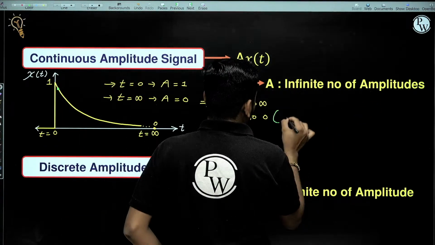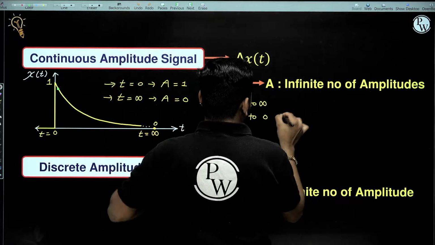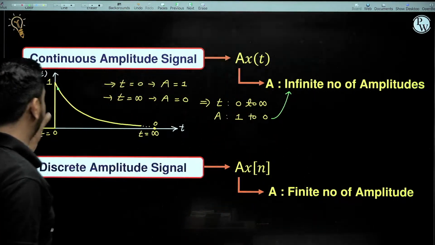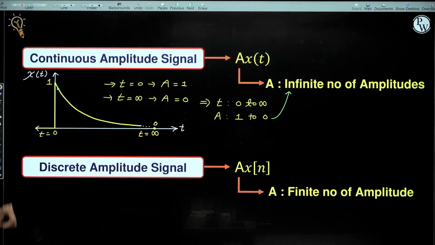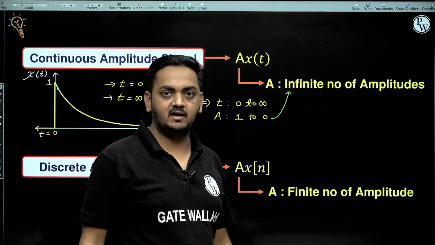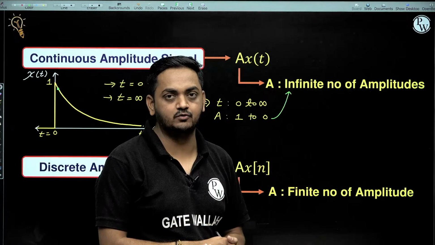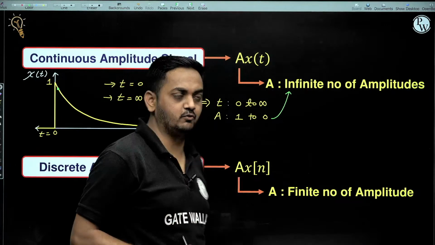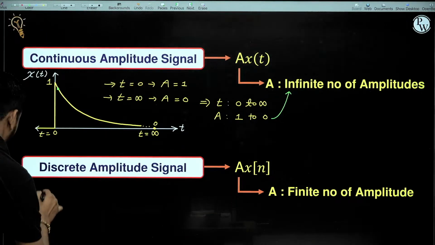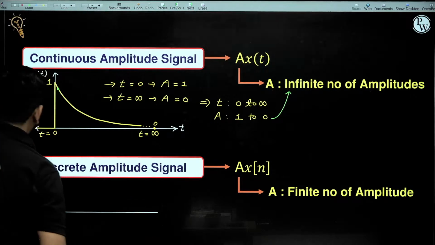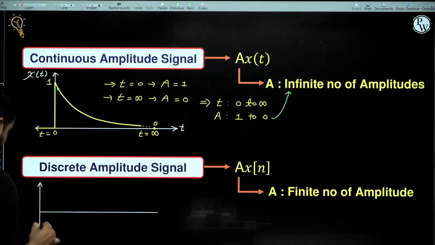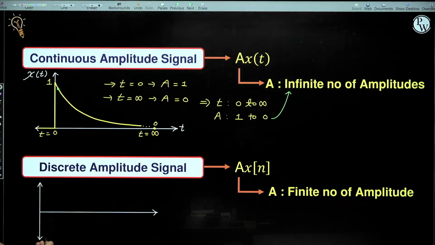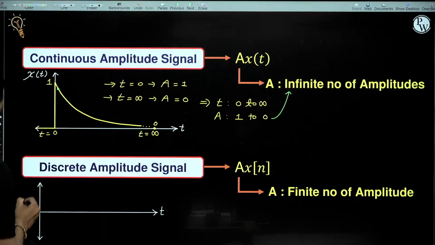As I told you guys, there are infinite numbers of amplitudes in a continuous amplitude signal, whereas in a discrete amplitude signal there is only a certain range of amplitudes. At any instant of time, out of that range you will get only one amplitude. And what is the process of converting a continuous amplitude signal into a discrete amplitude signal? That also I will tell you: the quantization process. Now observe this signal.